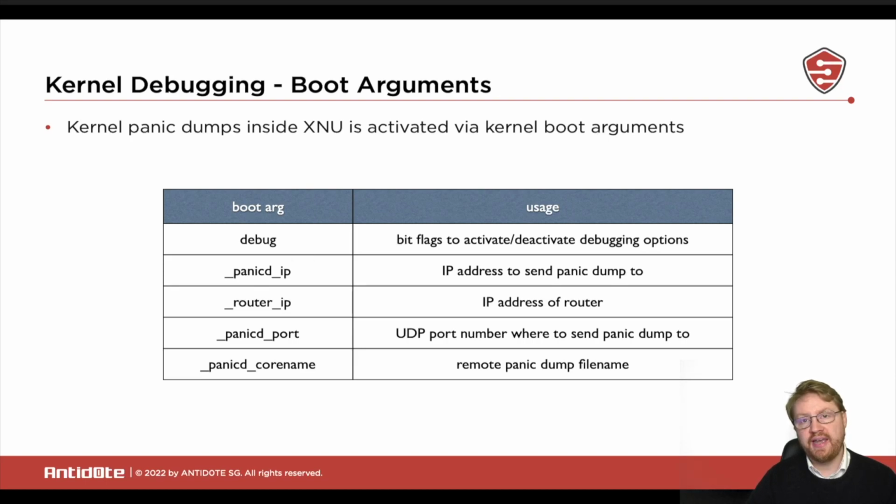For more complex network setups, you might want to specify the router IP. Because otherwise the panic dumps will just not be received by the server, and then it will just reboot the system. You can theoretically specify the panicd port, but you can just use the default if you don't change it on the server side. The same thing is true for the panicd core name. You don't need to change that, the default will be just fine.